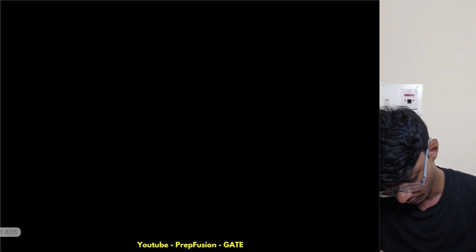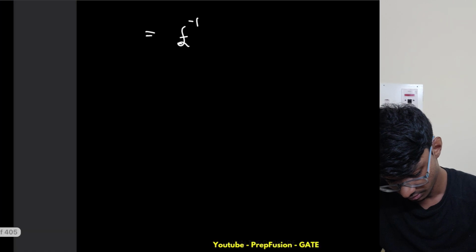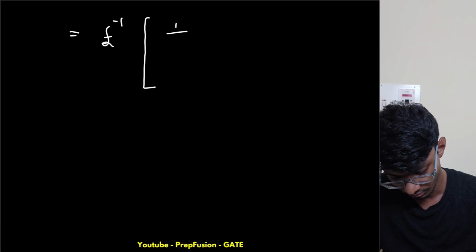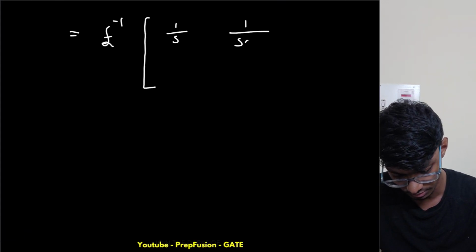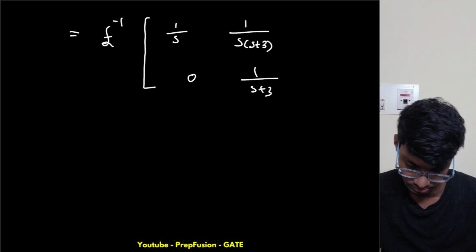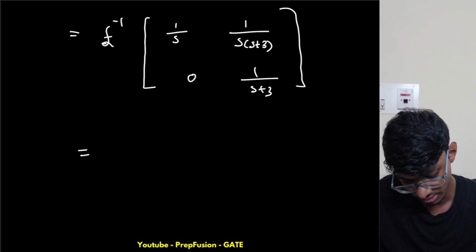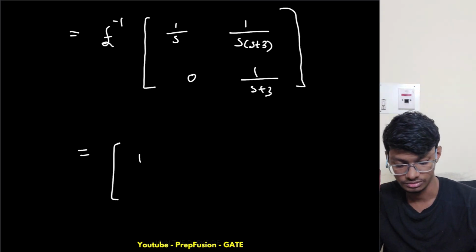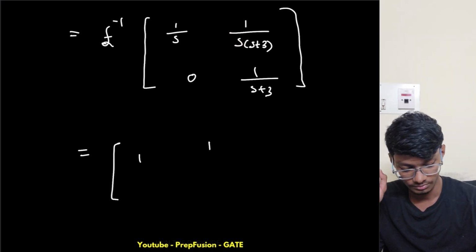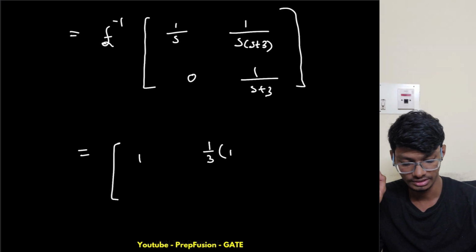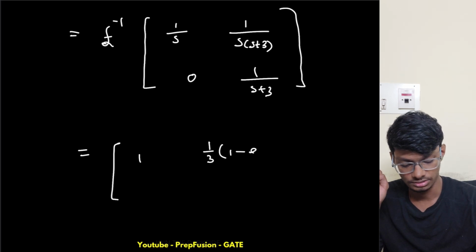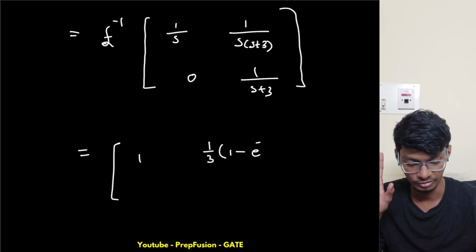So what is this? This is simply 1 by s, and this is 1 by s into s plus 3, and this is 0 only, and this is 1 by s plus 3 only. If I take the Laplace inverse of this, I get 1 and this. If I put s equals 0 over here, I get 1 by 3. If I put s equals minus 3, I get minus 1 by 3, and this is simply e raised to power minus 3t. So this I will not explain, you do.